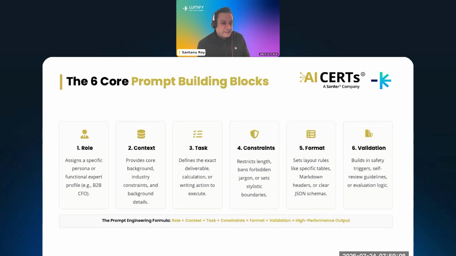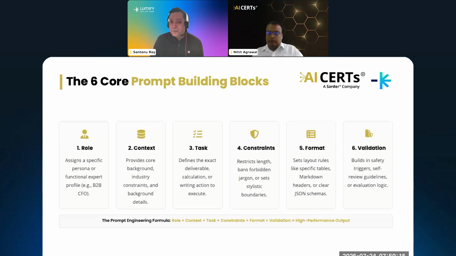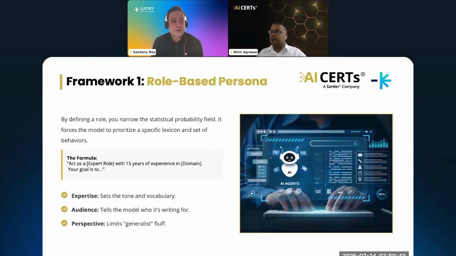Now, I would like to hand over to my colleague Nihit, and he will take you through some of the industry standard frameworks which we should follow. These frameworks will guide us how to design the prompts properly. Once he's done with whatever he's supposed to cover, then I'll again take over and guide you through the certification pathways. All right, Nihit, over to you.